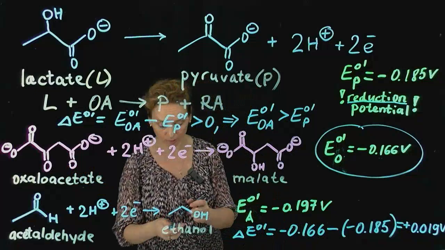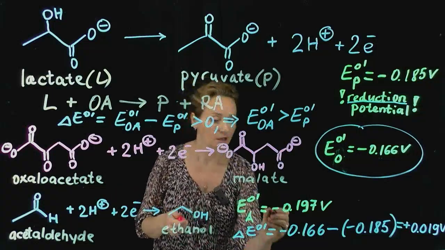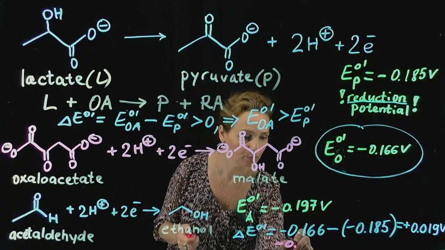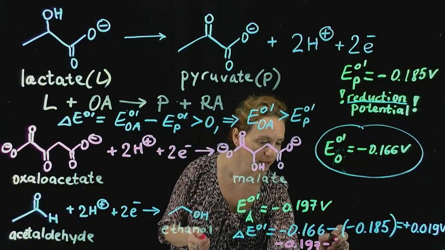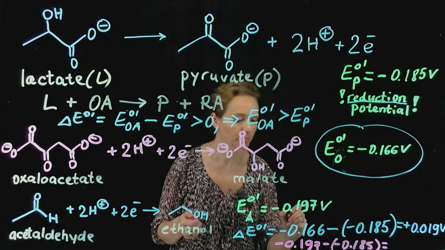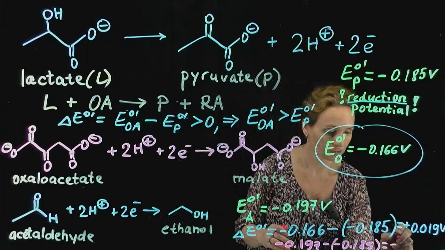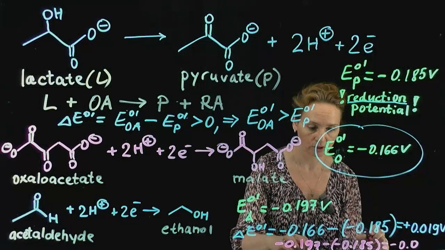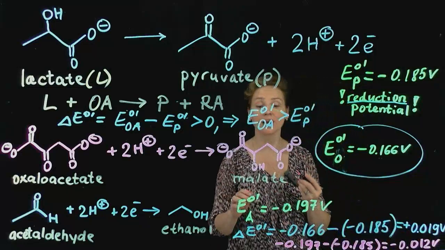And if we want to double check for acetaldehyde, it would be minus 0.197 minus 0.185, and this will be minus 0.012 volts. So a negative value.